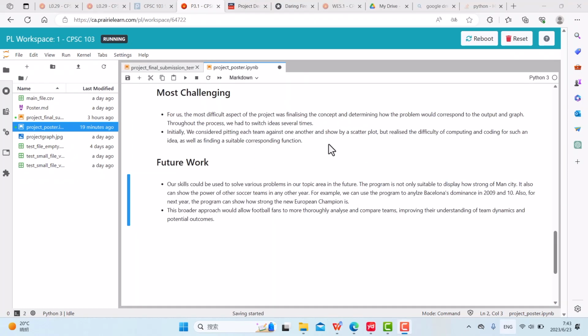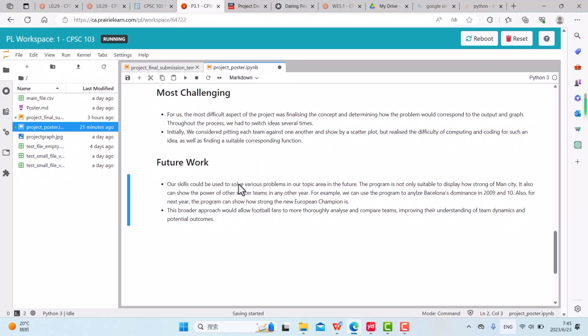For us, the most difficult aspect of the project was finalizing the concept and determining how the problem would correspond to the output and graph. Throughout the process, we had to switch ideas several times. Initially, we considered pitting each team against one another and showing it with a scatter plot, but realized the difficulty of the computing and coding for such an idea, as well as finding a suitable corresponding function.